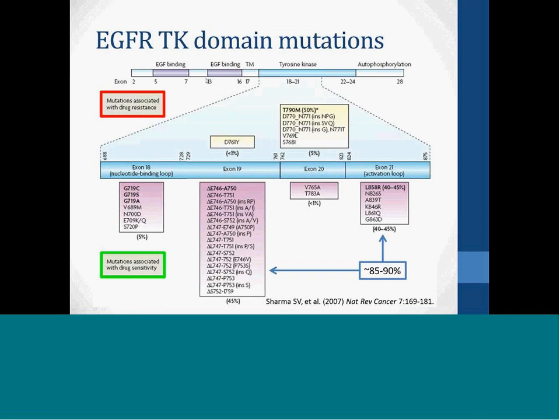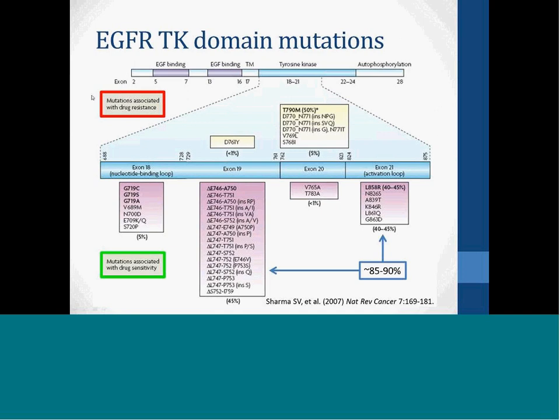Just looking at a schematic representation of the EGFR gene, there are a few EGFR binding domains that are extracellular, but I would draw attention in particular to the tyrosine kinase domain, specifically encoded by exons 18 to 21. And most of the important mutations in the EGFR gene that confer either sensitivity or resistance to tyrosine kinase inhibitors occur within these four exons.